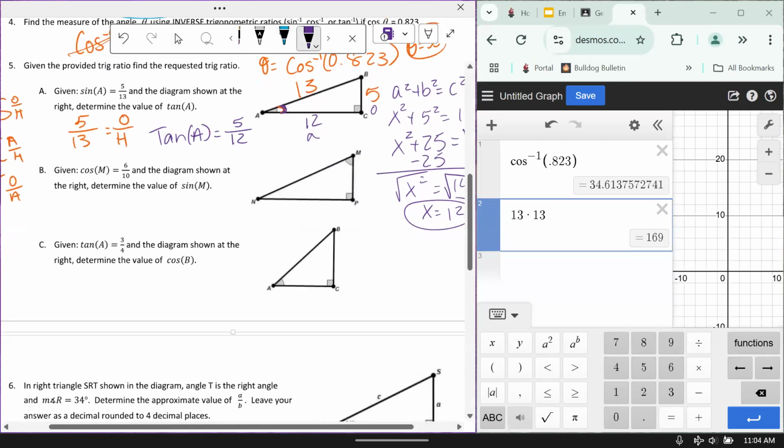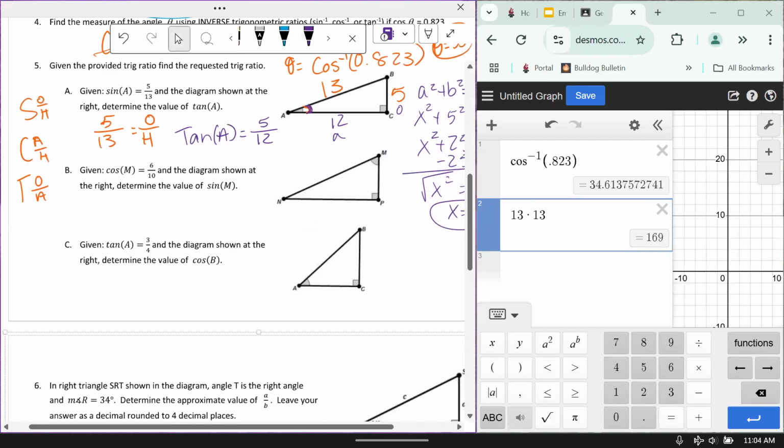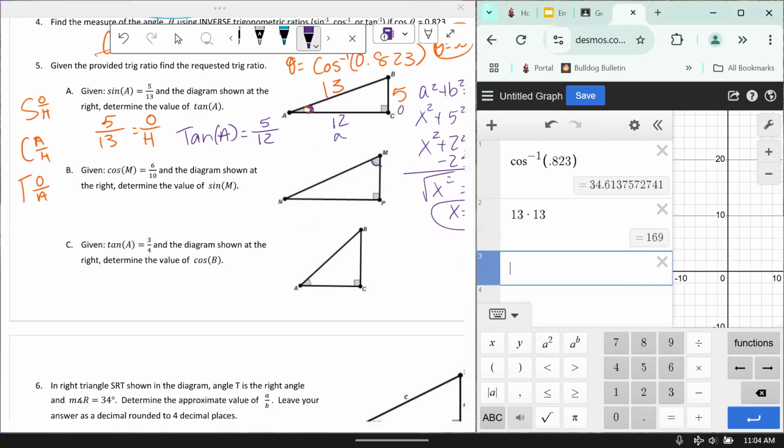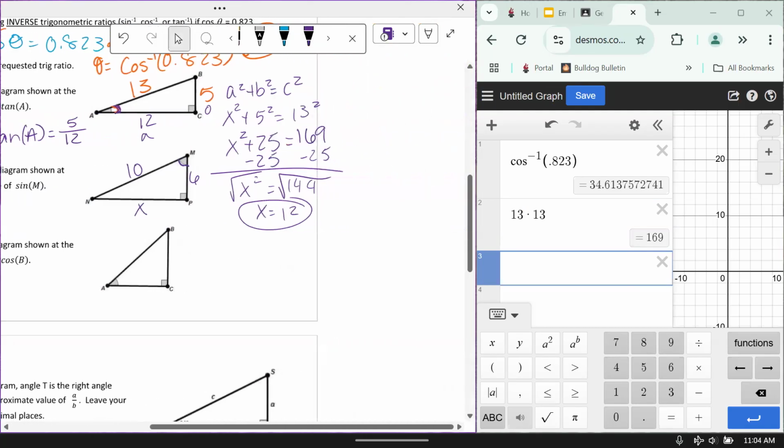Okay, so if we have cosine of 6/10, cosine is adjacent over hypotenuse, cosine of M. That's talking about this one. Adjacent would be 6. Hypotenuse is 10 right there. And the diagram is shown on the right. Find the sine of M. So again, you guys have to do the same thing. You need the sine of M, and sine is opposite over hypotenuse. So we need to solve for our opposite, X.